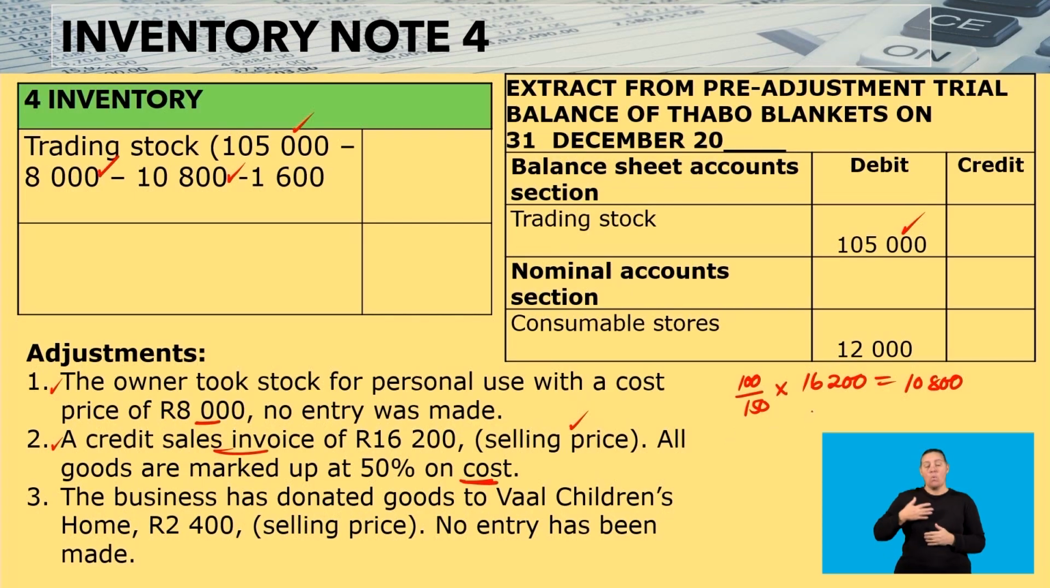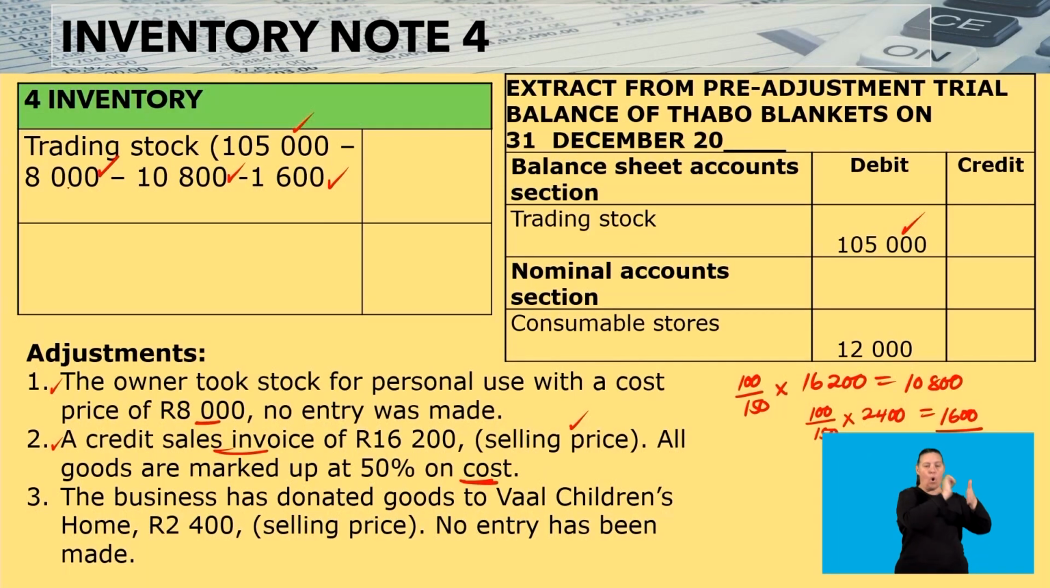It simply means we have to calculate again the cost price of the goods that were donated. So what we want is 100. What we have is 150. That is the selling price. We multiply that by 2,400. That is going to give us 1,600. When goods are donated, we record the donation on cost. So we will come here, then we subtract the 1,600. That is the cost of the goods donated. We subtract that from our inventory.